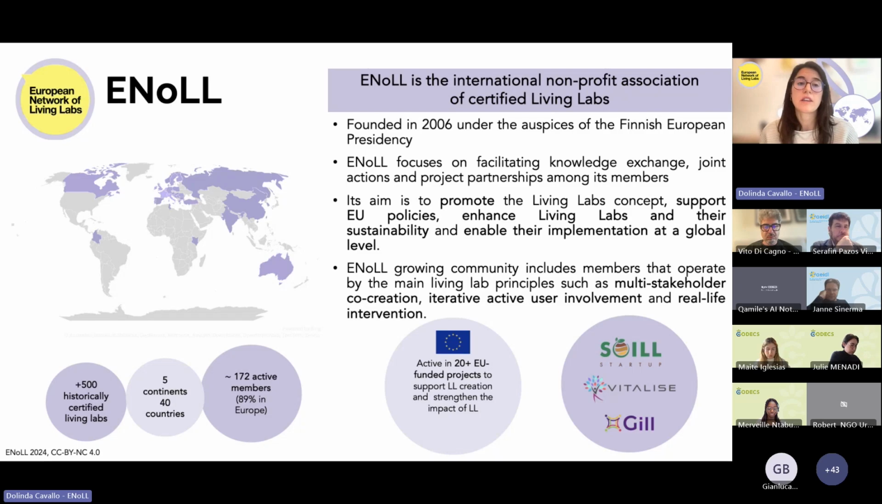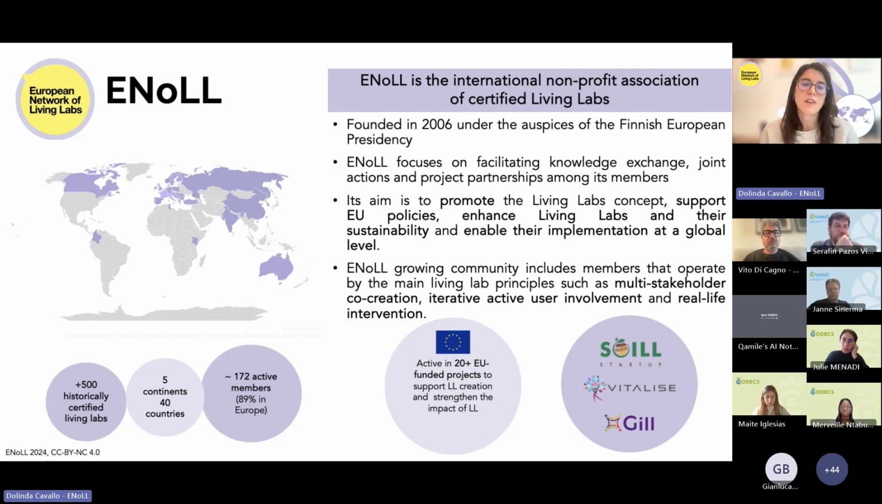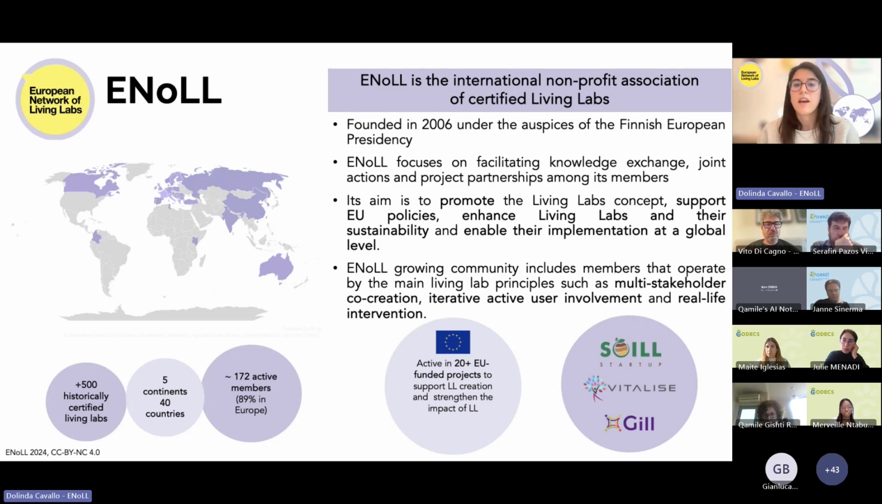Our community gathers more than 172 active members across 5 continents, and we have already certified more than 500 living labs. And we're also, of course, involved in several European funded projects, and some of these you can see below, like Soil or Vitalize or GIL.